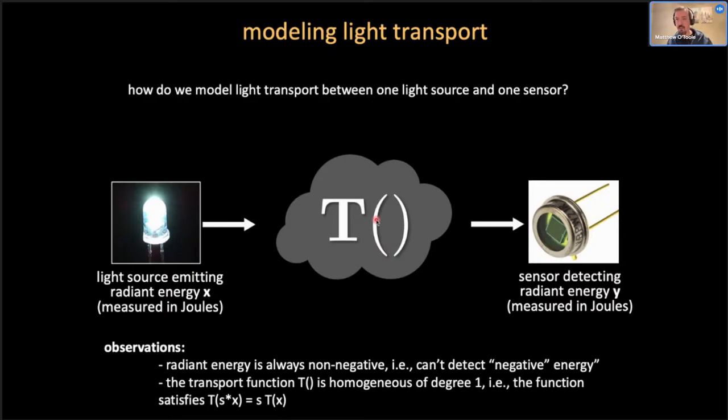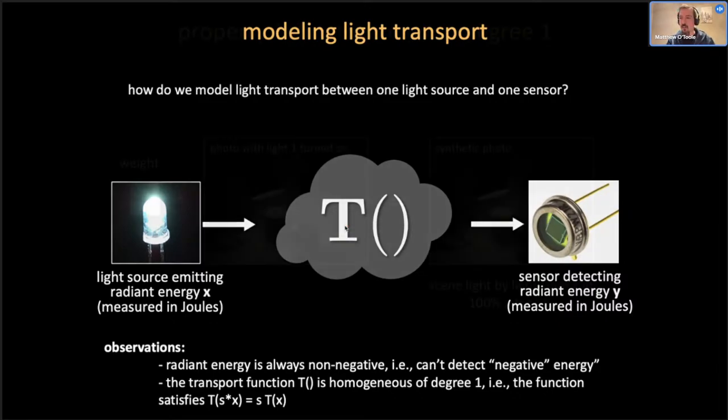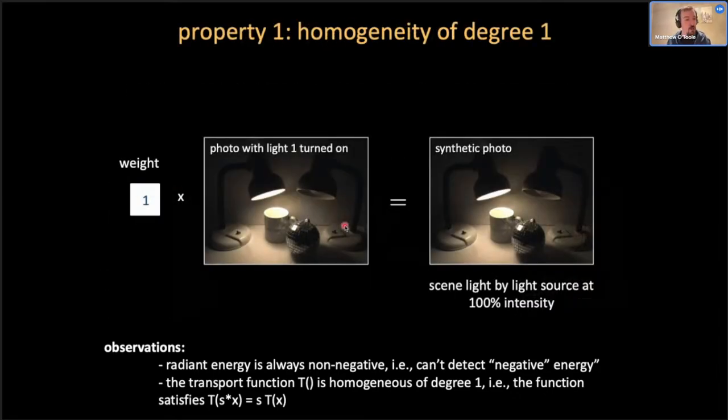Another implication of this is that the light sources also have to produce non-negative light, right? You can't send negative energy out into the scene. A second property is that this function typically satisfies a simple property: if we scale the light source by some factor, for example, if I multiply the intensity of the source by 2, I create twice as much light that goes into the scene, I'll typically get twice as much light coming back to my sensor, right? So this is a nice simple relationship that already allows us to do some interesting things.